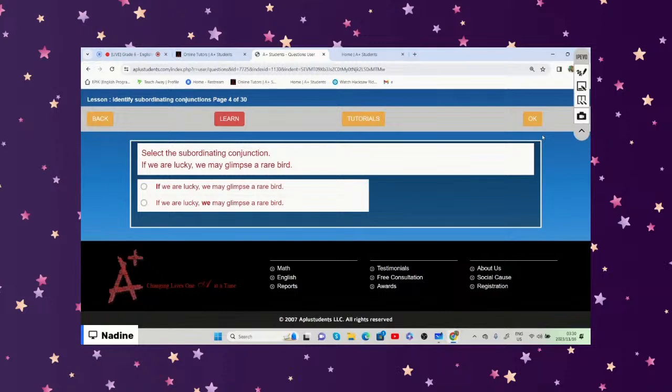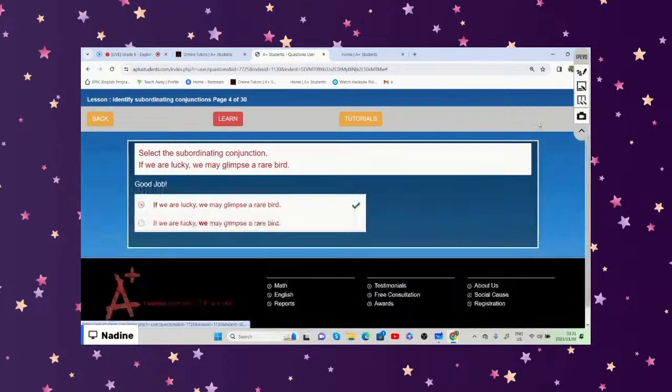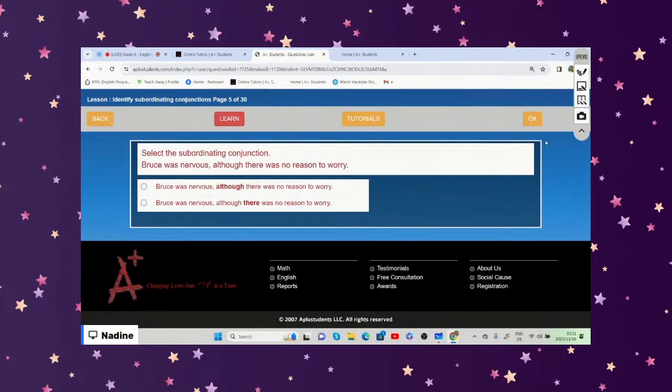All right, so if we select our subordinating conjunction, we can say it is if. So if we are lucky is our dependent clause, and our subordinating conjunction is if.